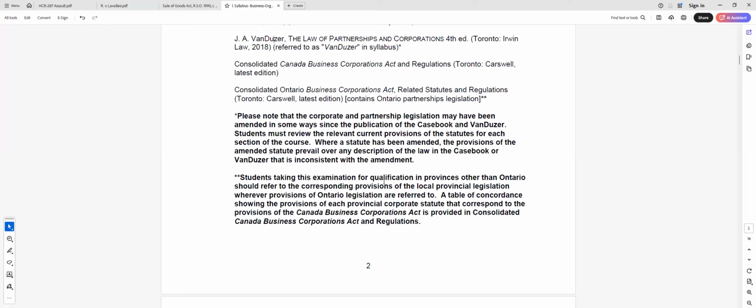Students taking this examination for qualification in provinces other than Ontario should refer to the corresponding provisions of the local provincial legislation, wherever provisions of Ontario legislation are referred to. A table of concordance showing the provisions of each provincial corporate statute that correspond with the provisions of the Canada Business Corporations Act is provided in the consolidated Canada Business Corporations Act and Regulations.